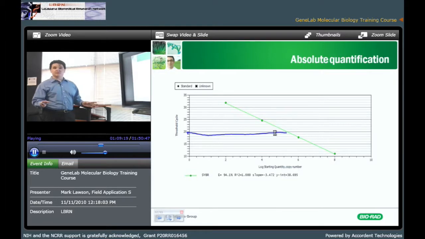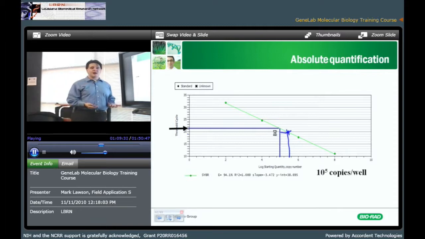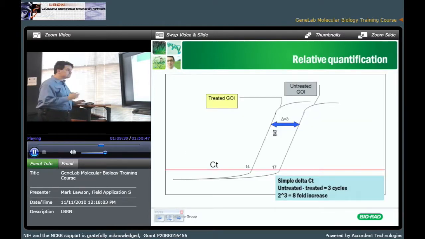There's no ambiguity here. Now it's still somewhat relative because we're comparing it to a standard curve model. So it's relative to where it falls on that model. So in this case, we would say we have 10 to the 5th copies in that well. Okay? That's it. That's the only way it can be done.